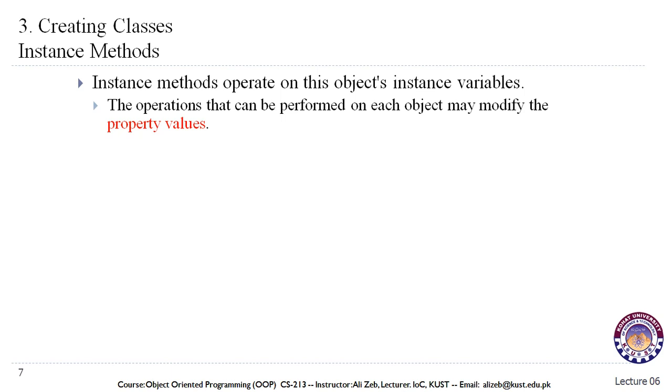Operations that can be performed on each object may modify the property values. So we may be able to see that the values for the variables that we have assigned initially may be modified or changed using these instance methods. As I said earlier, if you want to change your weight, so if you have reduced your weight and you want to calculate your BMI with your new weight, then you would want to be able to change your initial value for your weight without recreating the object or reinitializing the object, and we would be able to see that in a while.